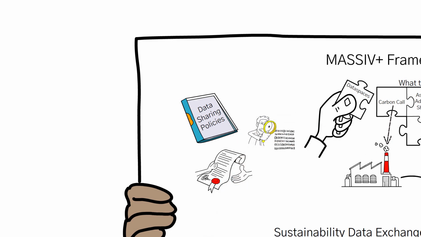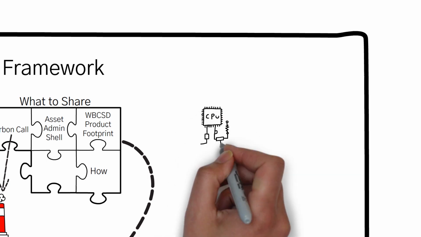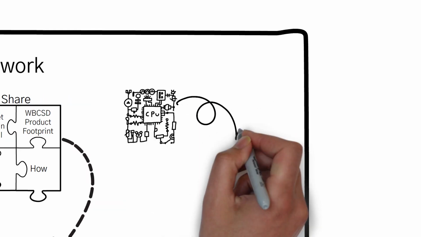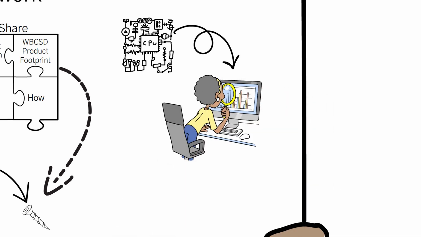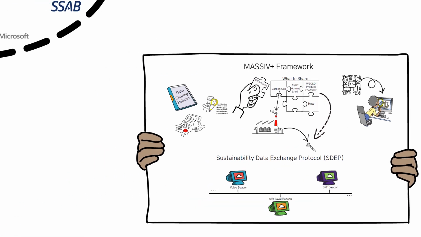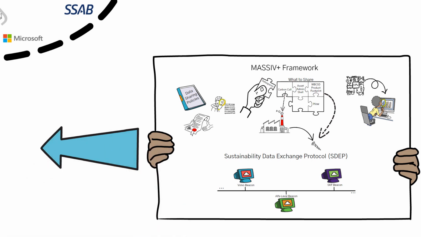Data that is shared is then analyzed by the participants to create dashboards, providing a clearer view of the energy use and emissions impact in their supply chain. Let's look at the MASSIV Plus framework in action.